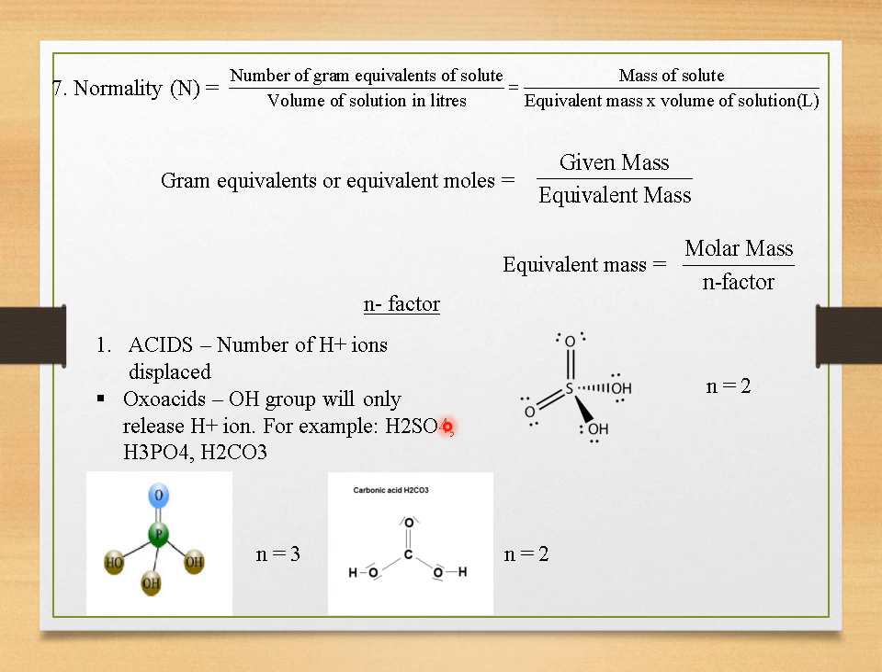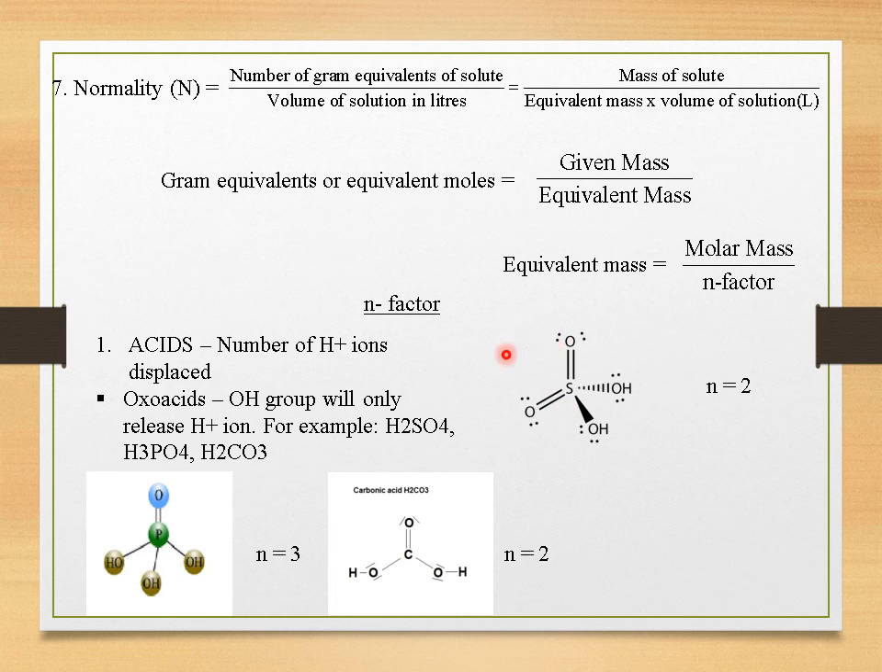Now what are oxo acids? First understand that oxo acids are those acids in which the central metal atom or the central element of the oxo acid is connected to an oxygen atom by at least one double bond. So whenever there is at least one double bond between the central element and the oxygen atom, then we call it an oxo acid.